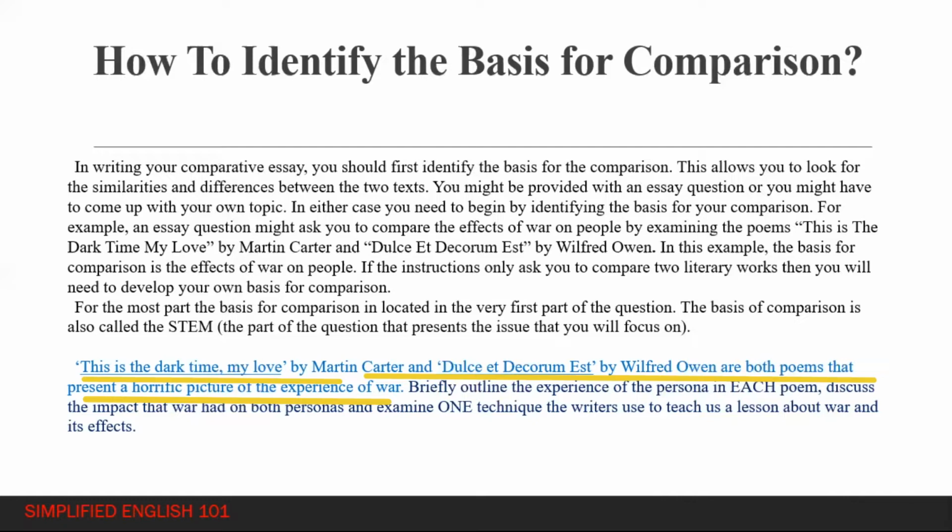Some persons call the basis of comparison the stem of the question. This part of the question, which is the basis of comparison or the stem, is the part that presents the issue of the question that you will focus on. Now, once you know how to identify the basis of comparison, it makes it easy for you to know what to write and how you are going to write.